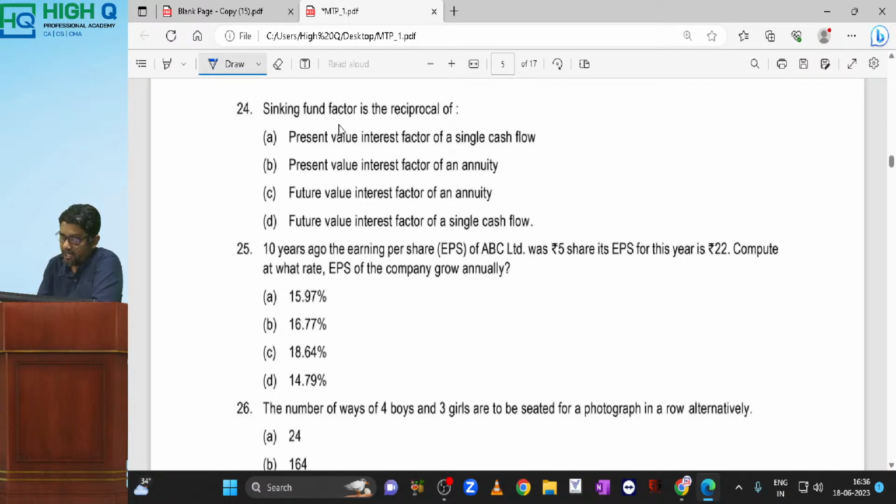Listen here. Sinking fund factor is the reciprocal of future value interest factor of annuity. Please mark it. It's a theory part and you need to remember this.